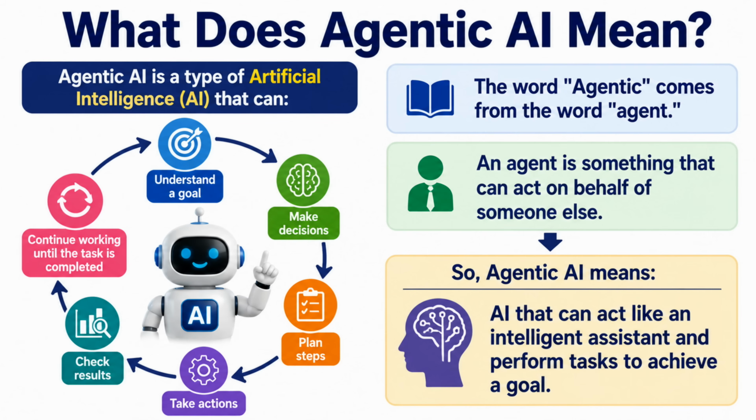What does Agentic AI mean? Agentic AI is a type of artificial intelligence that can understand a goal, make decisions, plan steps, take actions, check results, and continue working until the task is completed. The word agentic comes from the word agent. An agent is something that can act on behalf of someone else. So agentic AI means AI that can act like an intelligent assistant and perform tasks to achieve a goal.